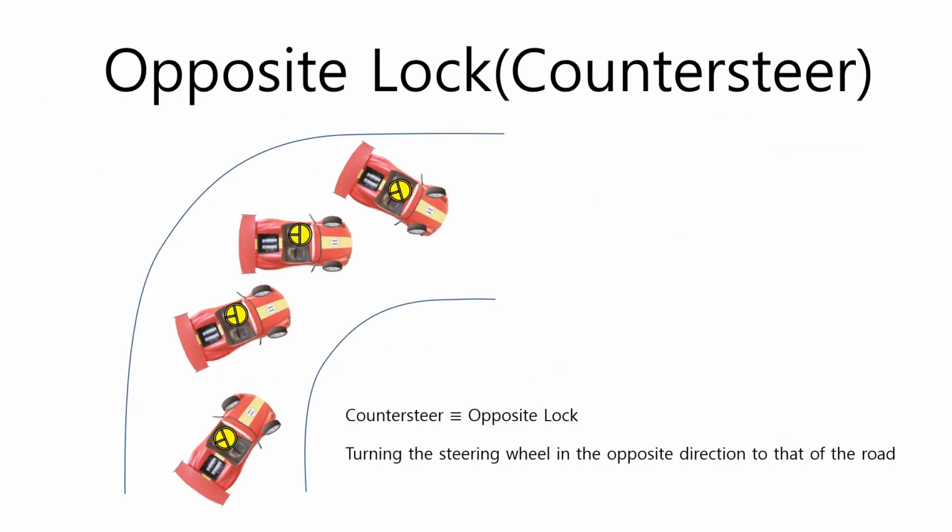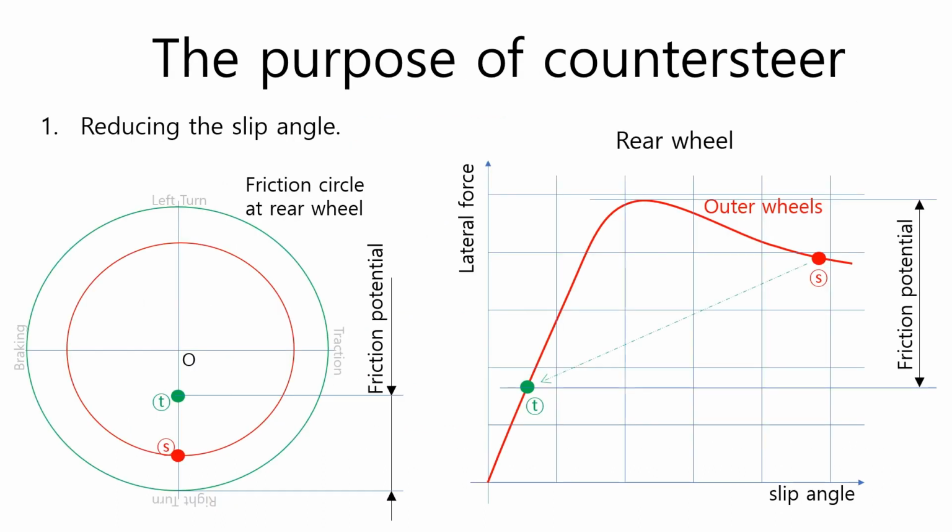While the vehicle is oversteering, if the front wheels are steered in the direction the vehicle should travel, the steering wheel naturally rotates in the opposite direction to the direction the road is curved. It is called opposite lock or countersteer. The purpose of countersteer is to restore tire friction potential and vehicle stability. Corresponding to these two purposes, physically, the countersteer does two things.